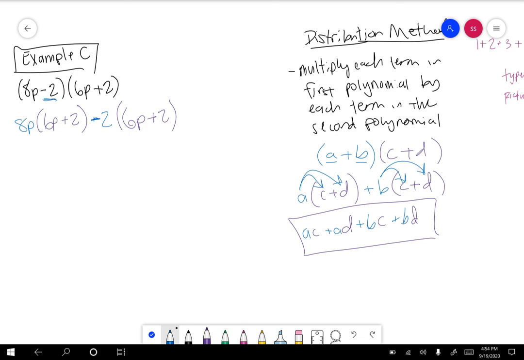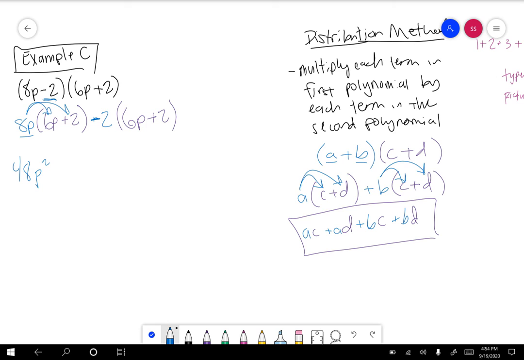Okay, now let's do this. We're going to distribute the 8p by the 6p, so 8 times 6, remember multiply coefficients first. 8 times 6 will give you 48. P times p will give you p squared.